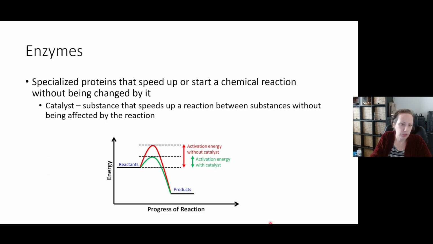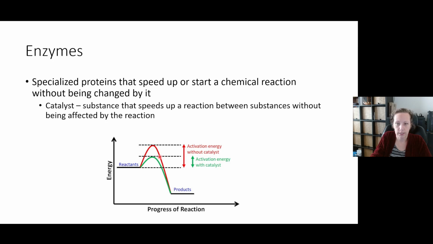And so I'll show you this here. This is what enzymes do: they lower the amount of energy that is necessary for a reaction to proceed. So this particular reaction requires a level of energy that is this high for it to occur without an enzyme. But when you add an enzyme to it, the level of energy that is required for that reaction to happen drops.